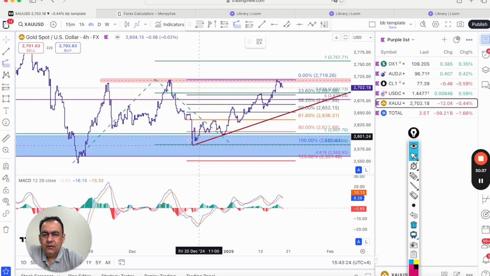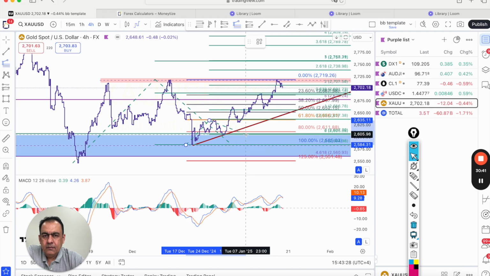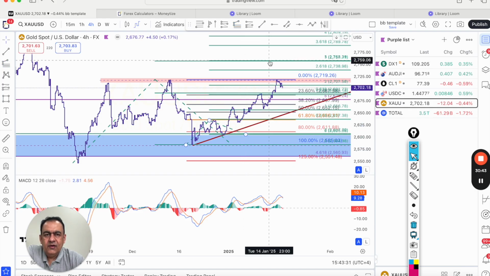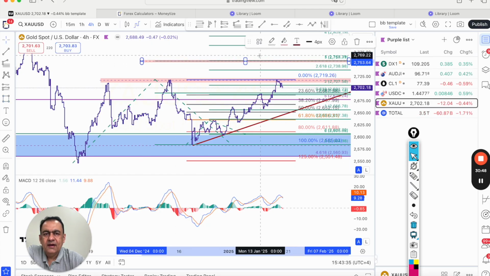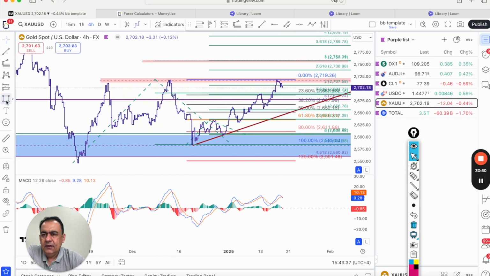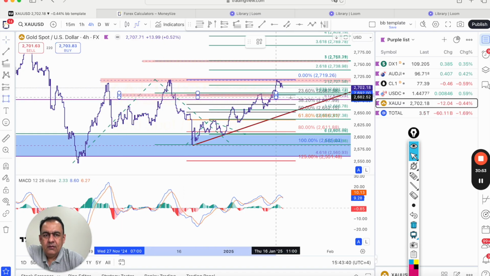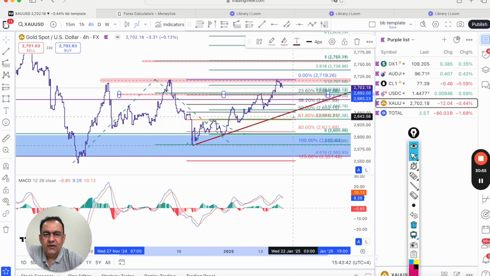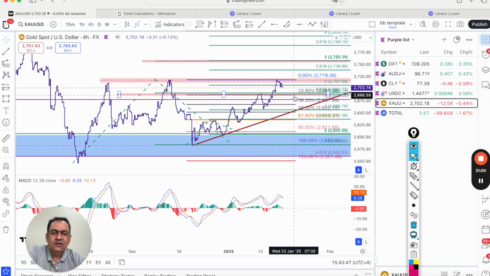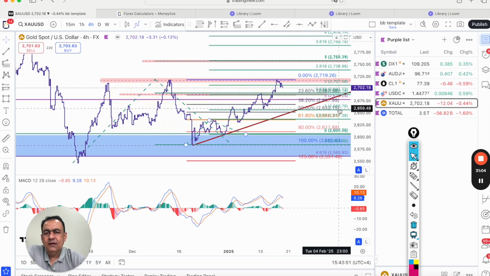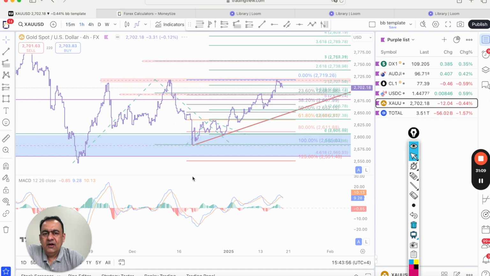I'm going to use one more time. Yes, so 2758 or 2750 is a strong magnetic zone, and I can see a strong magnet has been formed around this area, which is 2685. So if gold drops towards 2685, 2670, 2650, take it as an opportunity to buy. Coming down to one edge.